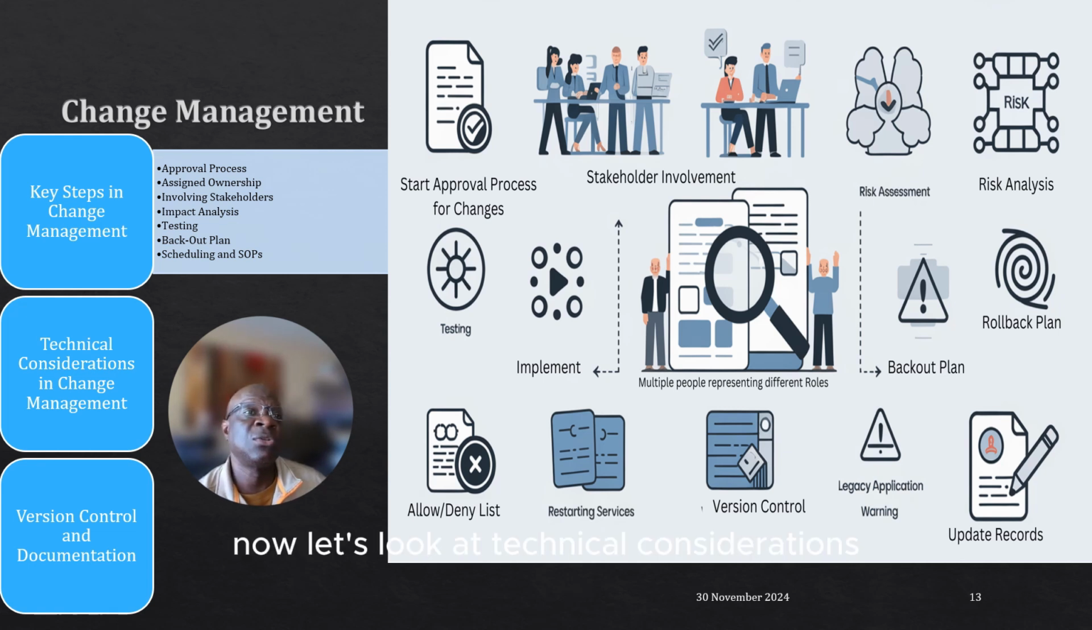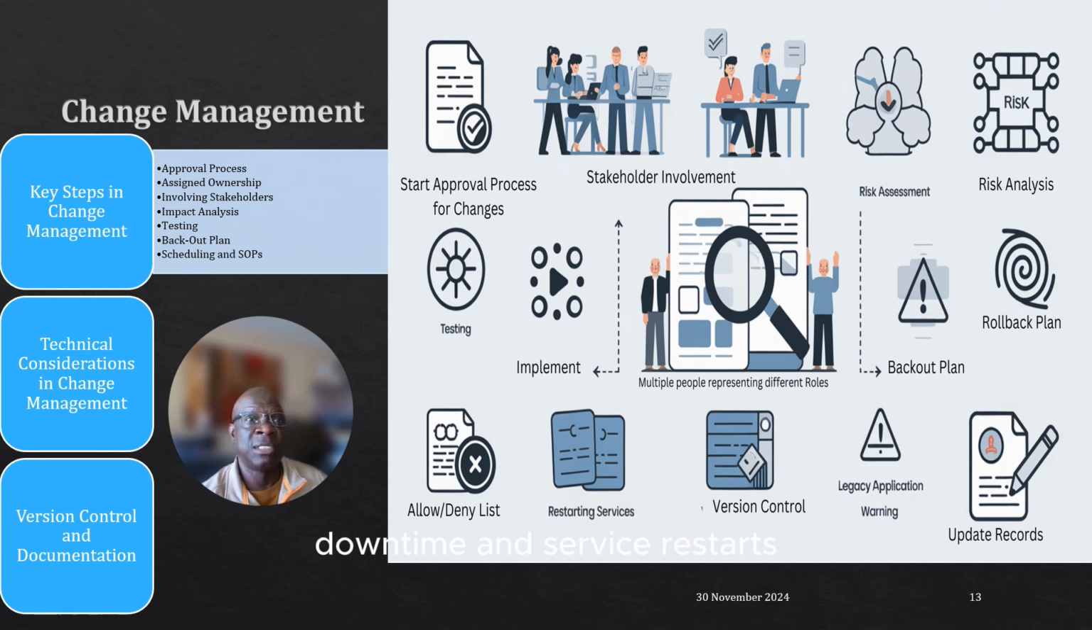Now let's look at technical considerations in change management. From a technical standpoint, there are specific things to keep in mind. For example, adjusting allow and deny lists. We may need to adjust permissions to control what activities are allowed or restricted. Restricting unnecessary services. We might need to disable unneeded services to enhance security.